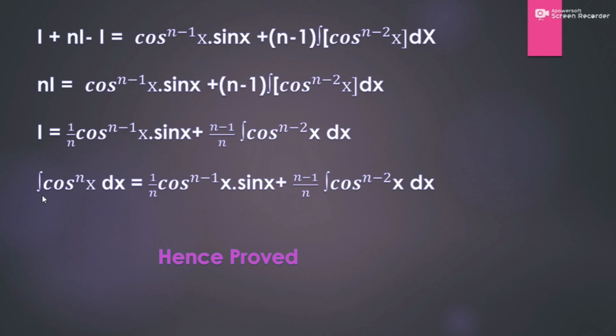So finally we got the integral of cos^n x dx is equal to 1 by n cos^(n-1)x sin x plus (n-1) upon n into the integral of cos^(n-2)x dx. Hence we prove this reduction formula for the integration of cos^n x dx.